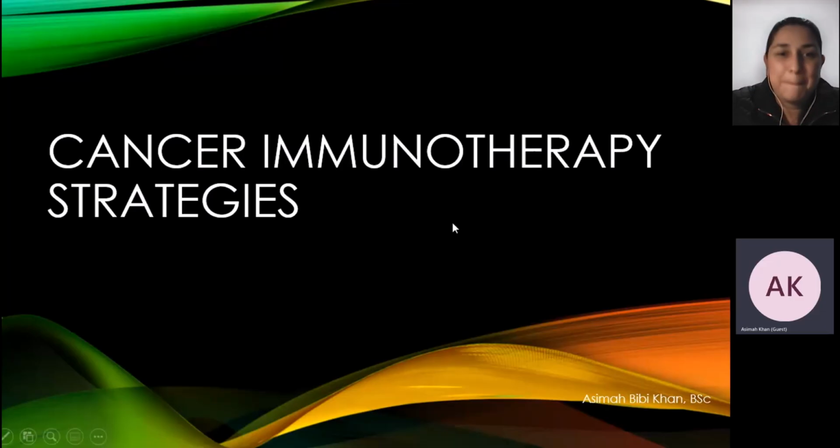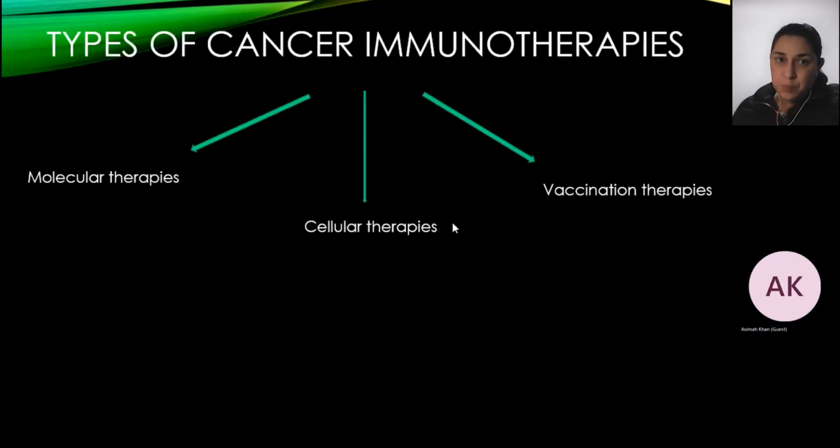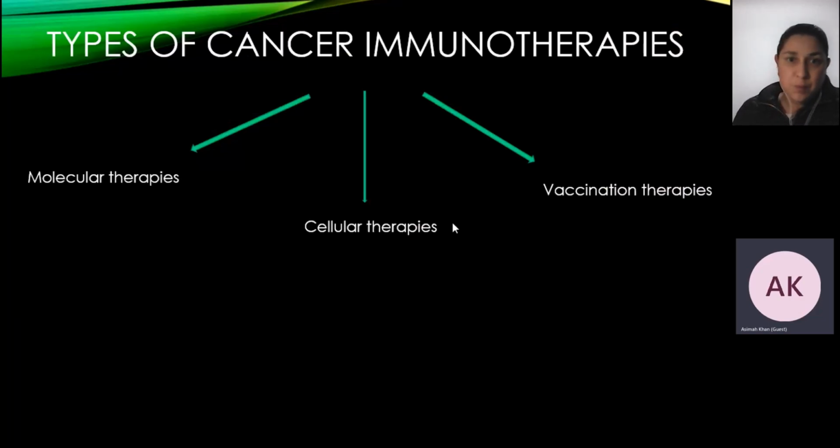Okay, so this is cancer immunotherapy strategies. Previously I covered the section on how the immune cells affect cancer and the types of immune cells. Today I'm going to be talking about the types of immunotherapies, which are generally categorized into three types: molecular therapies, cellular therapies, and vaccination therapies.